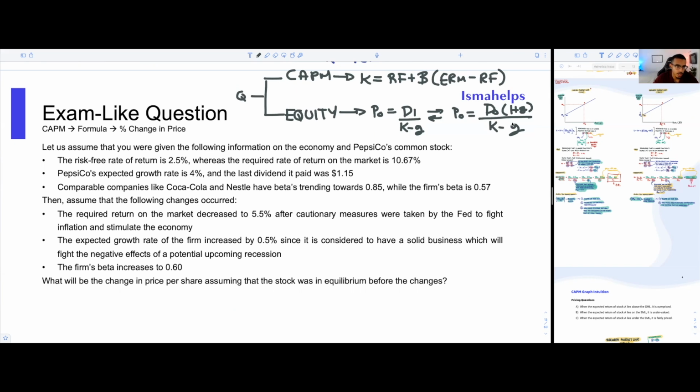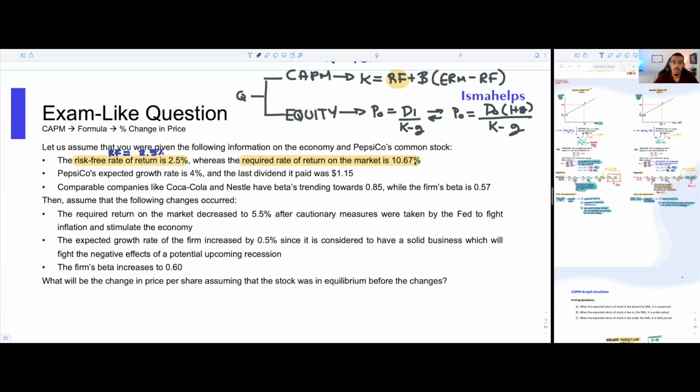All right, so let's go about doing this. So let us assume that you were given the following information on the economy and PepsiCo's common stock. So you're told that the risk-free rate of return is 2.5%, whereas the required rate of return on the market is 10.67. Okay, so we're going to go about identifying things extremely quickly. So here we already know what our risk-free rate is. Okay, it was simple. They told you in the prompt that the risk-free rate is going to be equal to 2.5%.